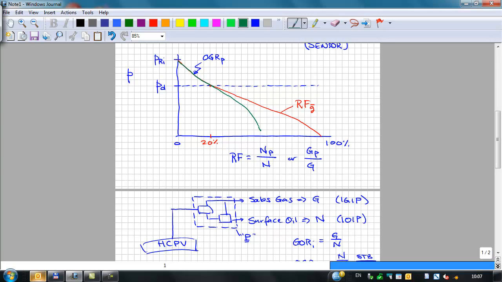And the difference between the recovery factor of oil, which has somewhere between 5 and 10 times the value per mole produced, it's got a lot more value than the gas, is very important, whether it drops off like that, or whether it drops off like this, or whether it drops off like this. Okay? It's very important how that oil recovery factor versus pressure looks.